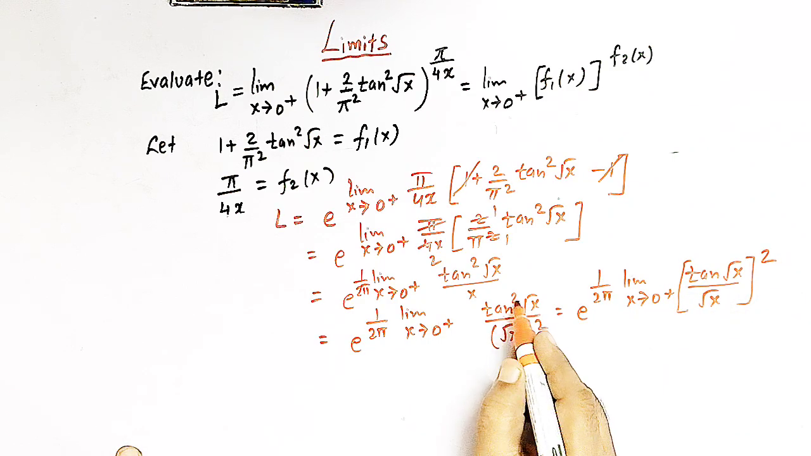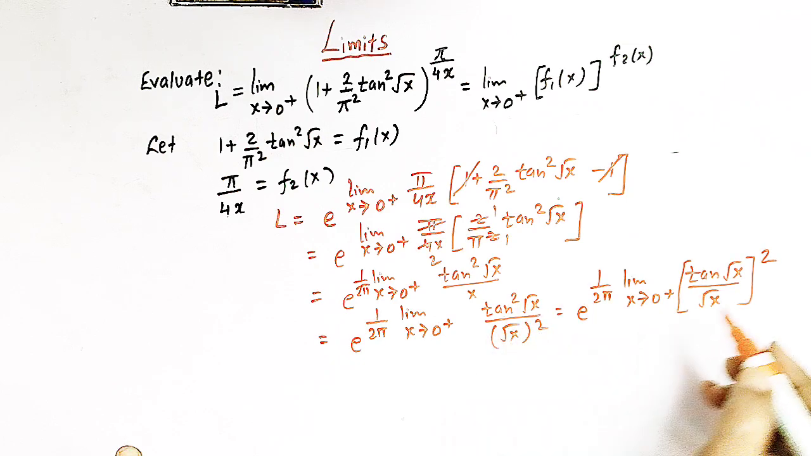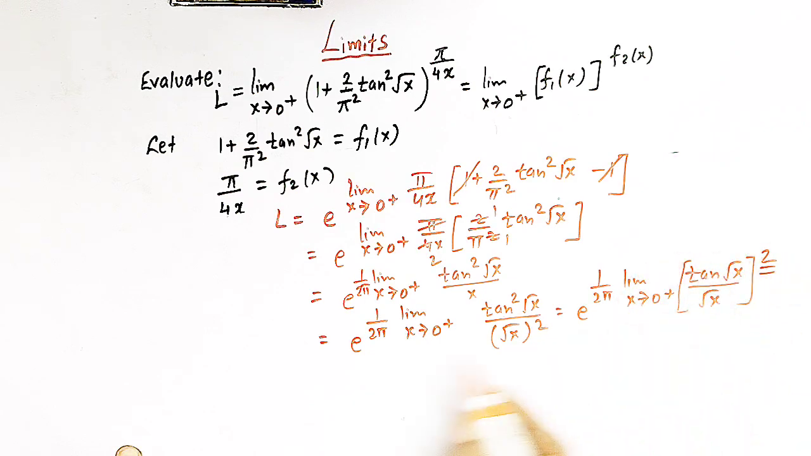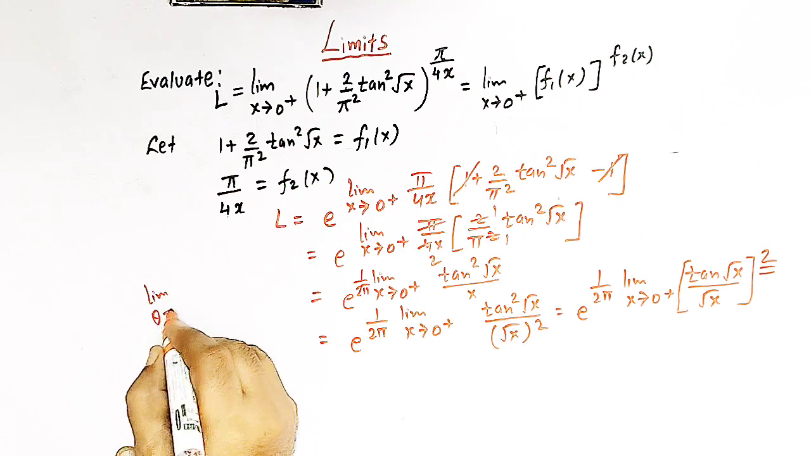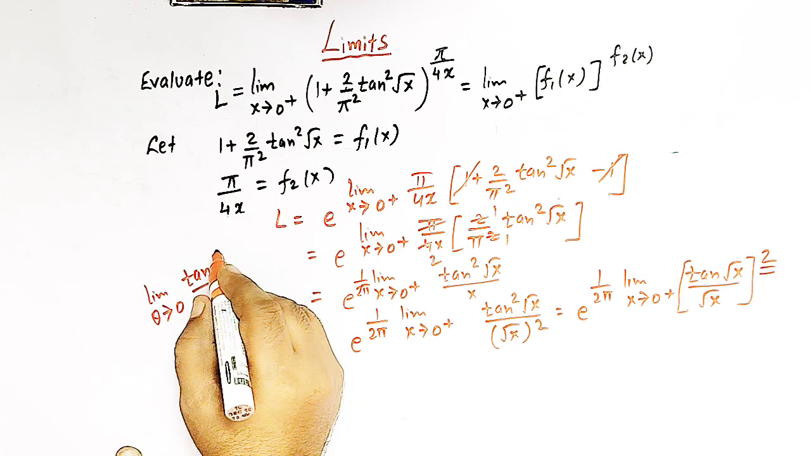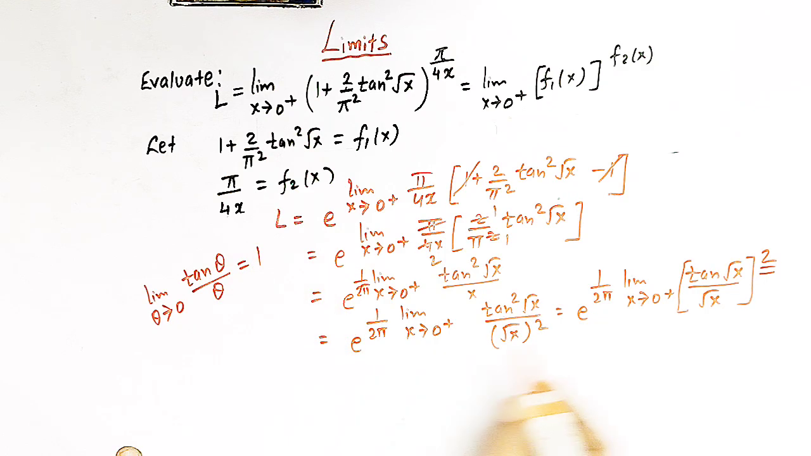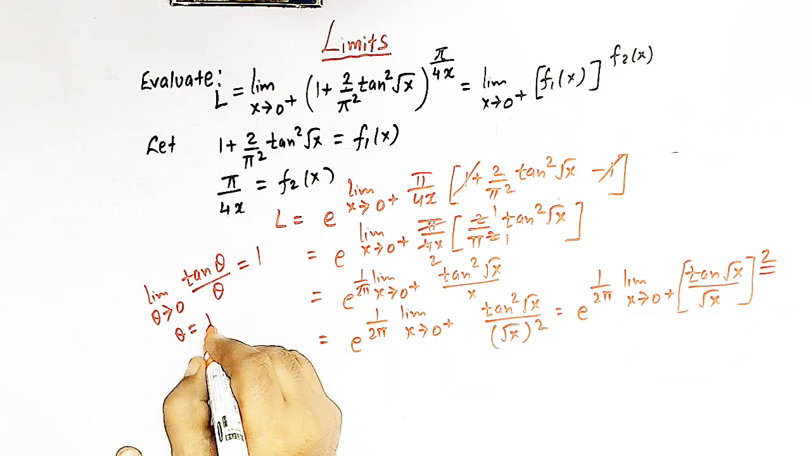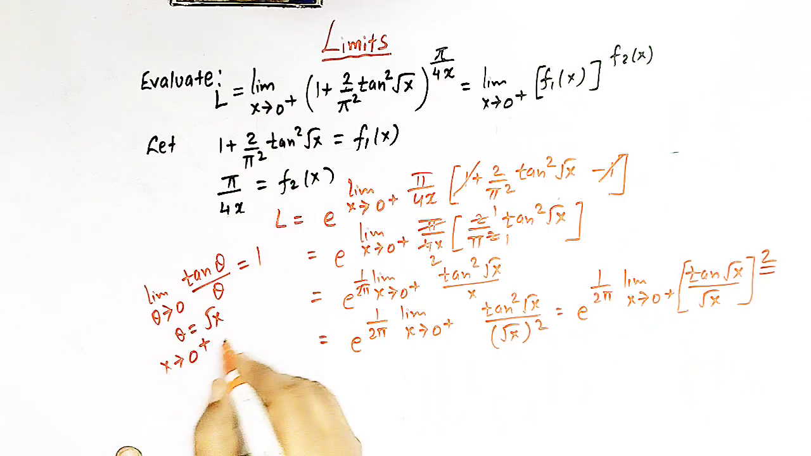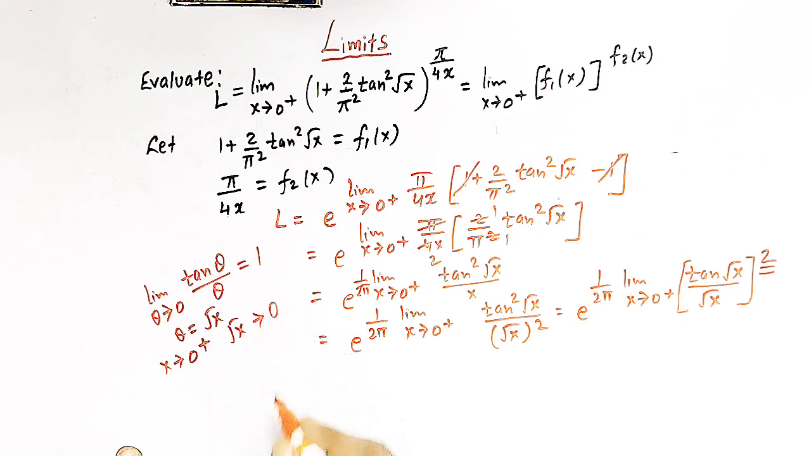So here we have tan square root x, here we have root x square, so combining these two terms, here we can take the whole square, right? Now see, this limit is of the form limit theta tends to 0, and we have tan theta over theta. So this is a standard result in limits, and this limit is equal to 1, right? And here theta is equal to square root of x. So when x tends to 0 from the right of x is equal to 0, then square root of x also tends to 0.